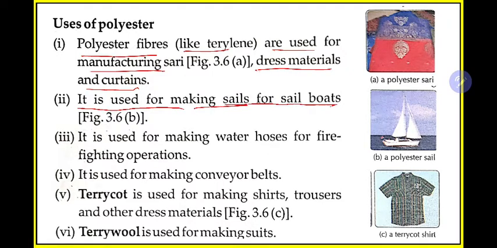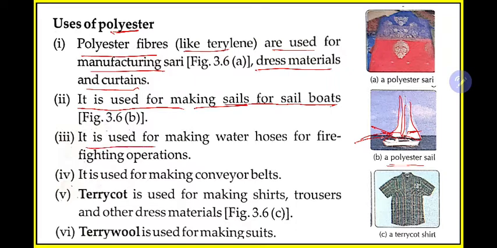So what are these sails? If you see a sailboat, you have seen these things in a photo, or on television, in a boat. This type of boat is known as a sailboat, and these cloths are made of polyester. Okay, so these are known as sails.